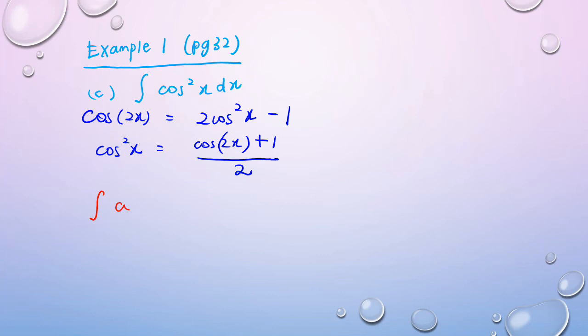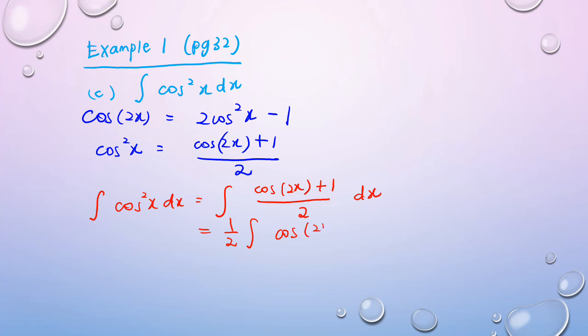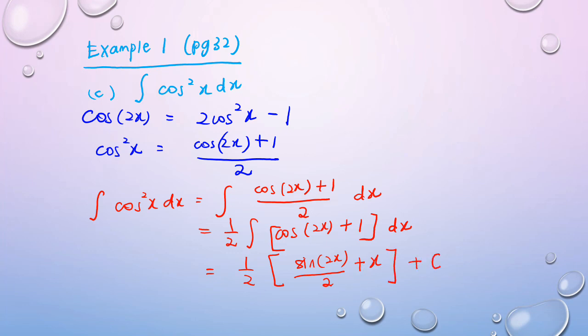What is it again that we got to do? Integration of cos square x with respect to x. Rewrite it to the form of cos 2x plus 1 divided by 2. Half is just a number. Leave it outside the integral and integrate only the expression of cos 2x plus 1 with respect to x. Perform integration like normal and you should get sine 2x divided by 2 plus x with the constant of integration added at the back.